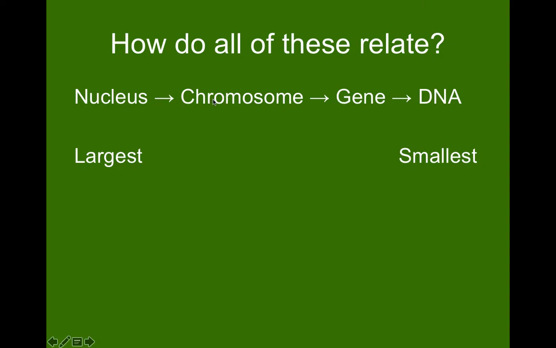If we take it down to the chromosome level, there are multiple chromosomes in a nucleus, and each is a specific discrete unit of DNA that's been coiled up. If I look on a chromosome, a specific region of that area is called a gene, and all of the genes are made up of DNA. So DNA is the smallest component of this in terms of size, all right?